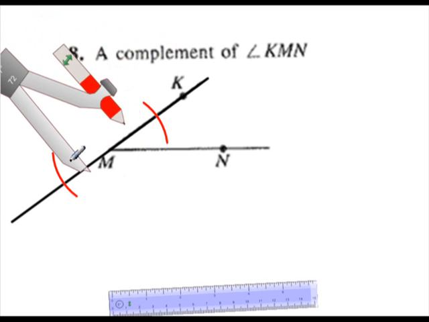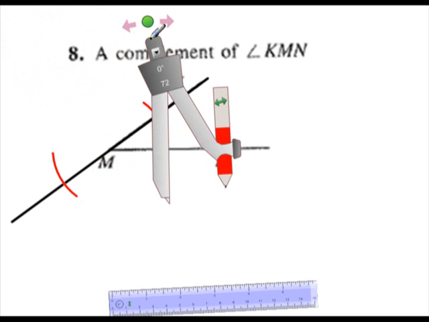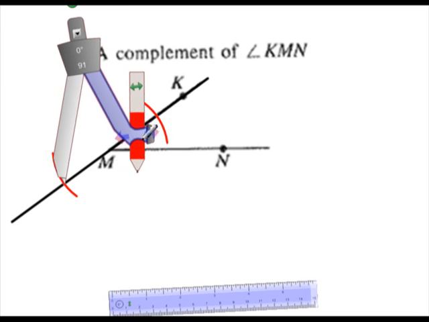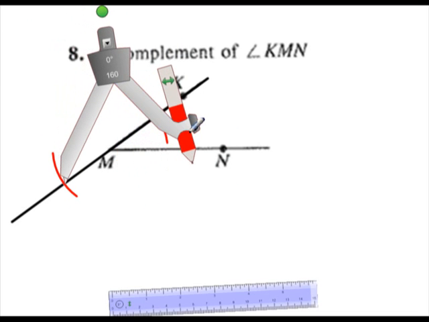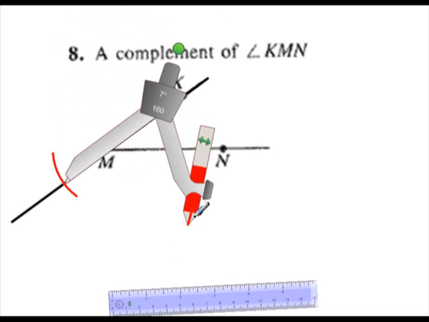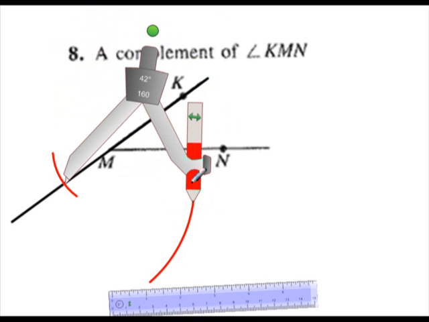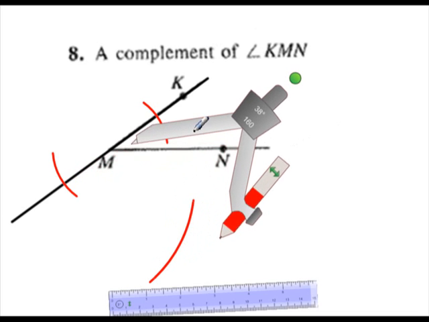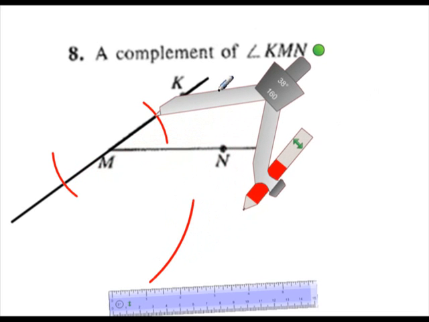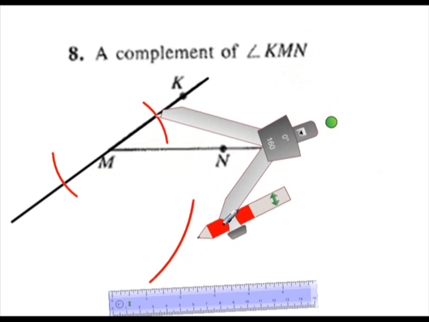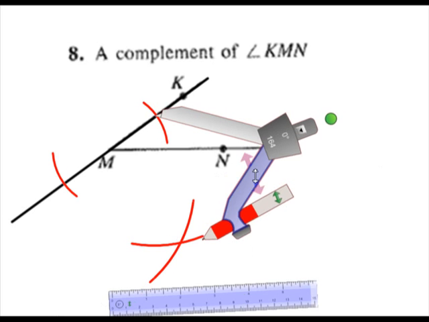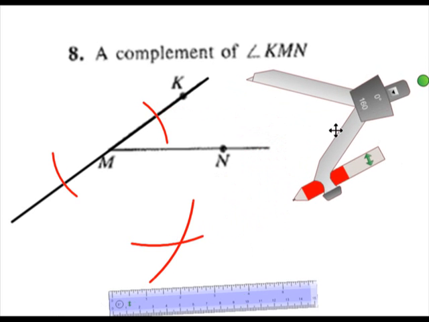And again, I'm going to put my center on one of those, and I'm going to open my compass up a little bit wider, make that arc, and I'm going to make the same radius arc. So I'm going to keep my compass at the same radius, put my center on the other intersection point on the line, find that intersection. Okay, and again, this is just like some of the other perpendicular constructions that we've done before.